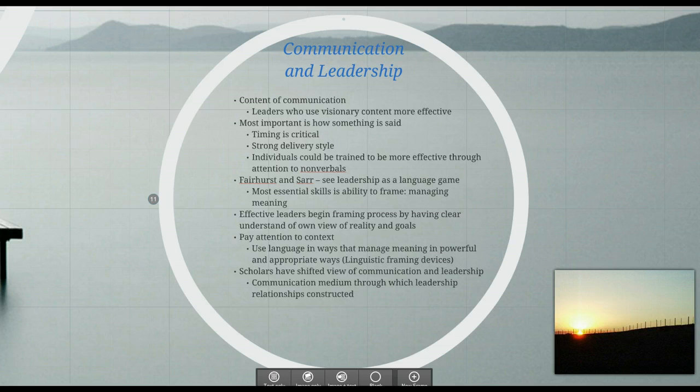So certainly the content is important, but it's also how something is said. And that includes both your timing, your delivery style, all the nonverbals that are a critical part of delivery.